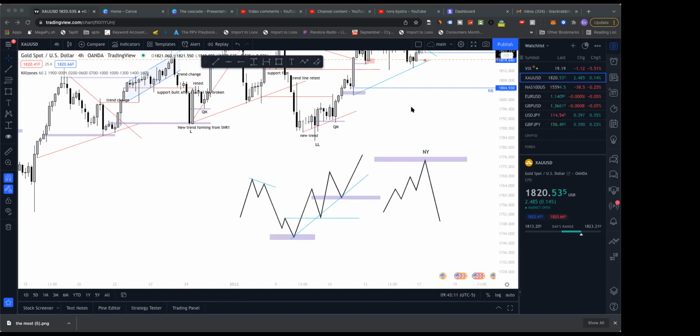And then after that, you're going to be looking at the timings and make sure that everything is lining up properly after you found your setup. And then the confirmations.